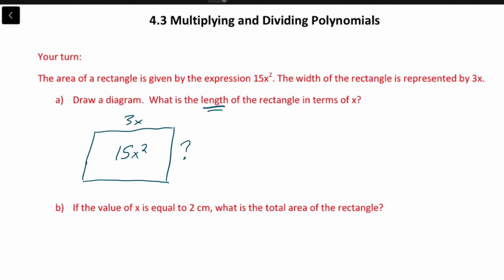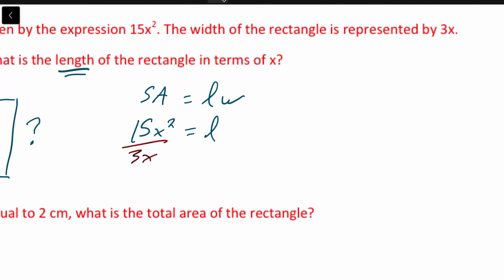All right. Okay, well here we know that the area of a rectangle is equal to length times width. Here I have 15x squared is equal to, I don't know what my length is, but my width is 3x. Okay, so if I want to solve for length, I need to divide both sides by 3x. Okay, that cancels out here. So this ends up being my equation right here. All right, 15x squared divided by 3x is equal to L.